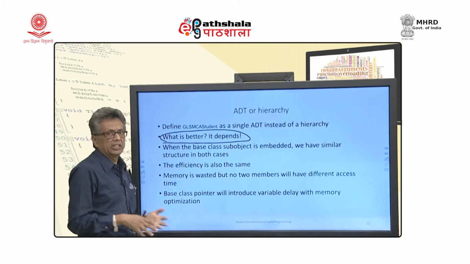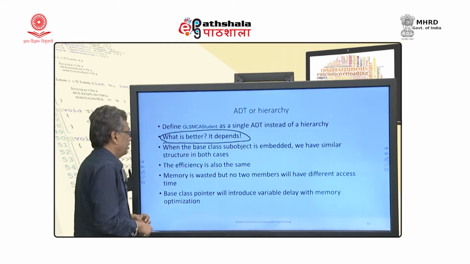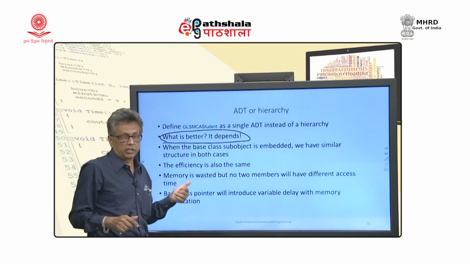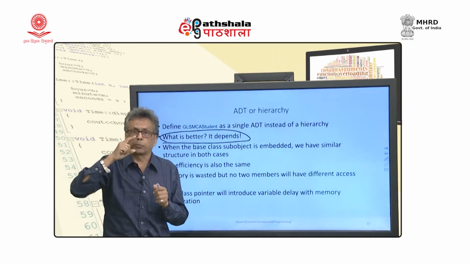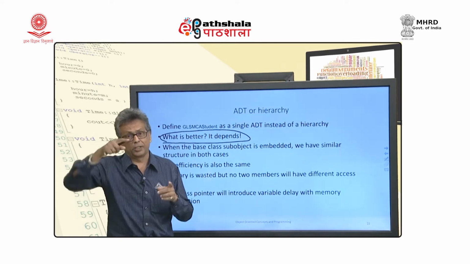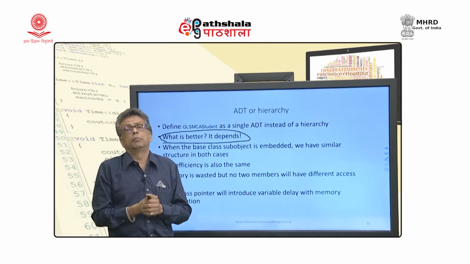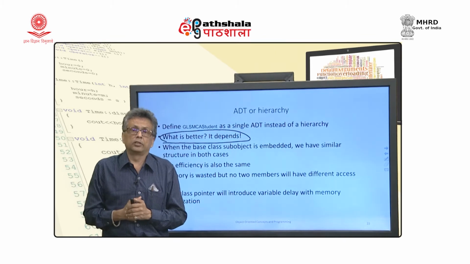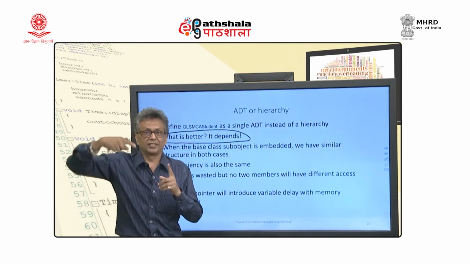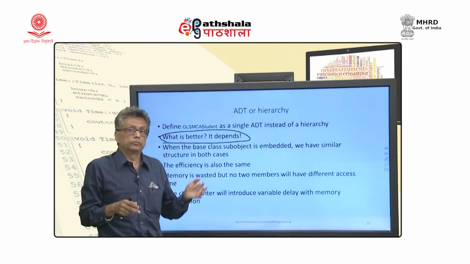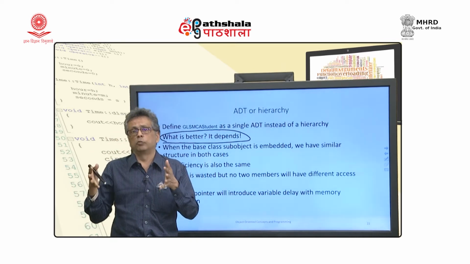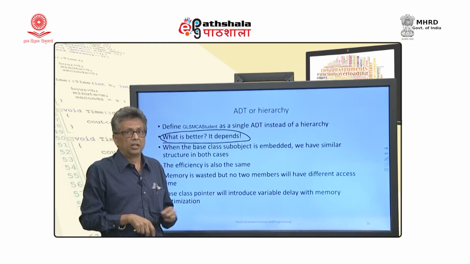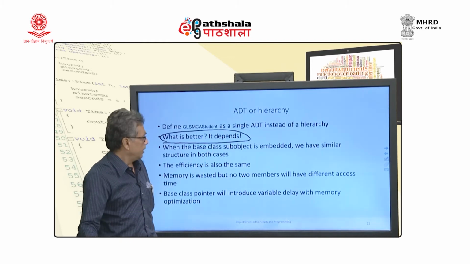Okay. The efficiency is the same, but memory is wasted, because instead, if you keep a base class pointer, you do not keep a base class sub-object, you keep a pointer, and you save memory. But then there is a huge performance overhead if the chain is long. So the simple solution taken is to embed the base class sub-object within the derived class object for this reason only. Okay.